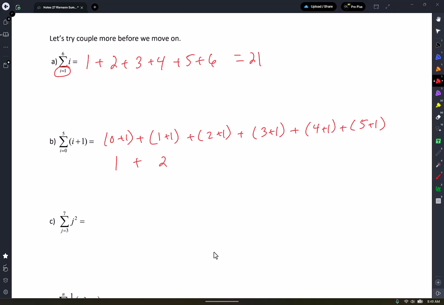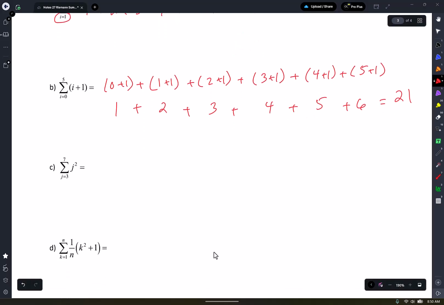1 plus 2 plus 3 plus 4 plus 5 plus 6. This looks like it's exactly like the top. So this better give me 20, 21. No? How do we feel? Look at this next one.